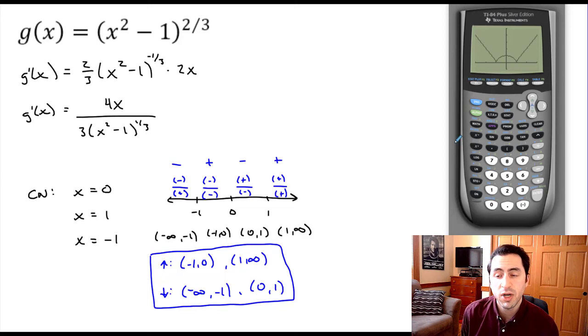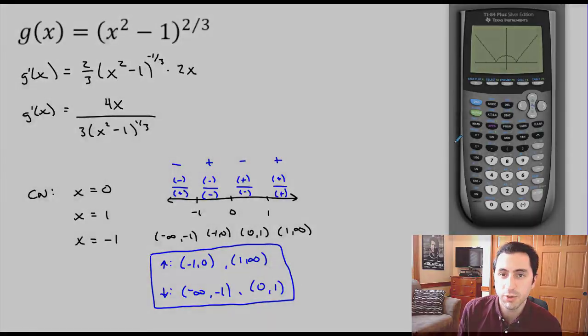Just to outline that process again, we find the derivative of our function. We use the derivative to find the critical numbers. The critical numbers take our domain, split it up into intervals, and then we need to test those intervals to see where the slopes of the tangent lines are positive or negative. And we can do that using the derivative. Once we know where the slopes of the tangent lines are positive or negative, that also indicates where our function is increasing or where it's decreasing.